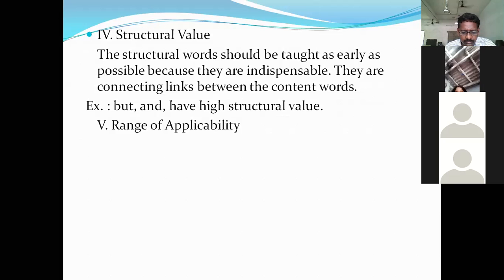Next, techniques of teaching vocabulary. Presentation of vocabulary. How can you teach vocabulary? How can you present vocabulary? How can you present vocabulary using objects and pictures?